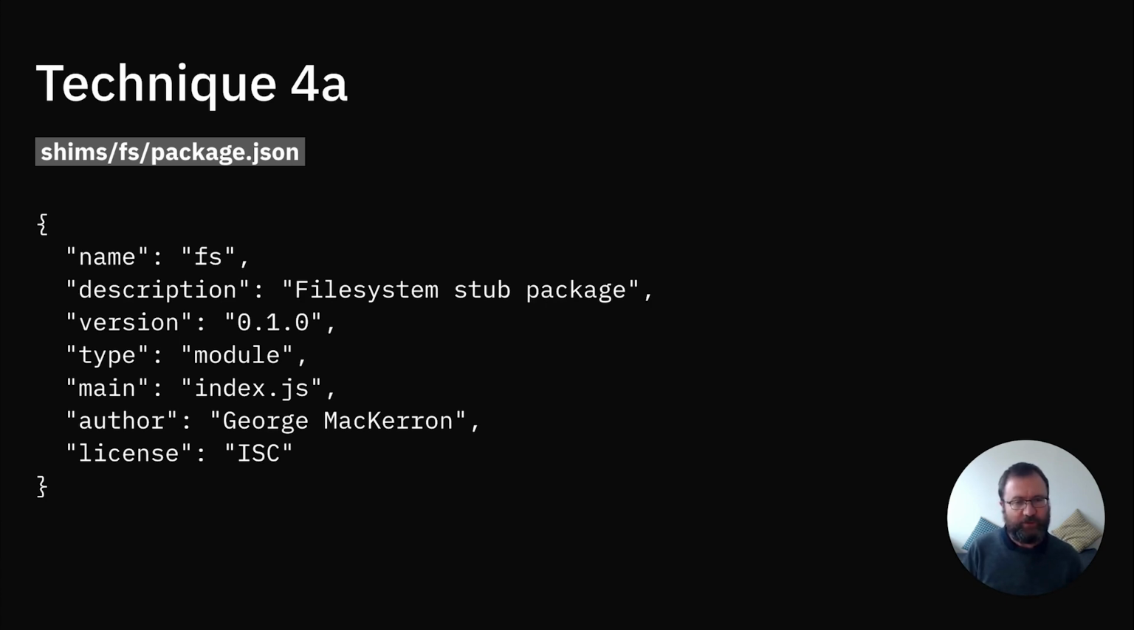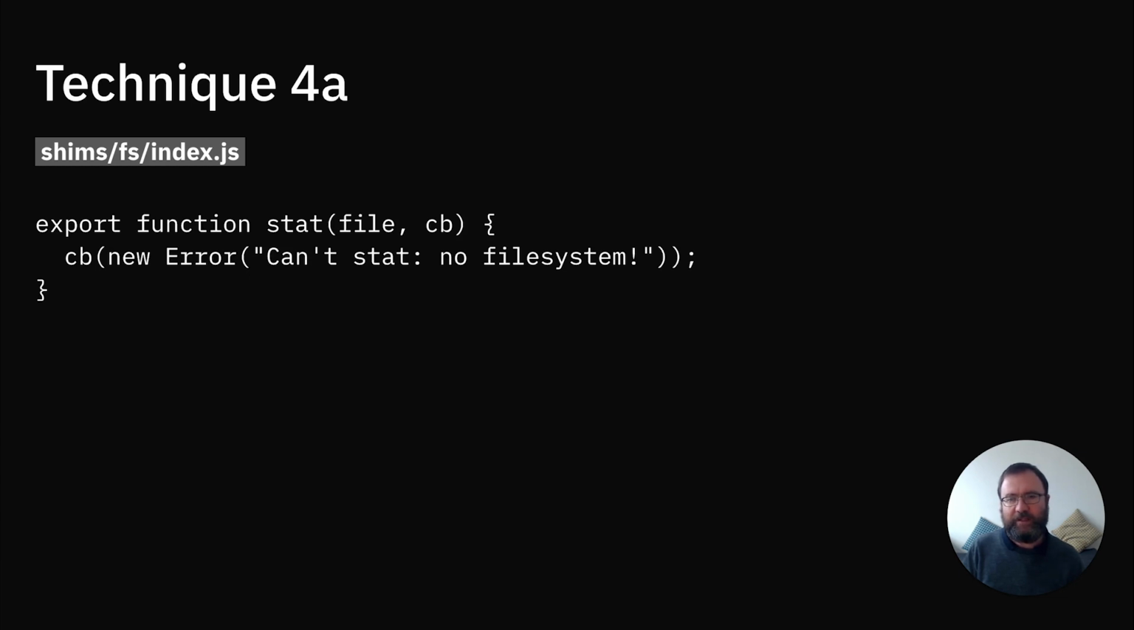We say that it's a module, and we tell the bundler where to find the entry point with our main key there. And then alongside that, in shims/fs, we have a single JavaScript implementation file, and we implement just one stub function, stat, which is called early on by pgpass. And all that does is just inform us that we can't stat because there's no file system. So you can choose whether or not you want to include these sorts of stub functions. You will get an error message either way. If you include some stub functions, then you can make the error messages just a little bit more informative.